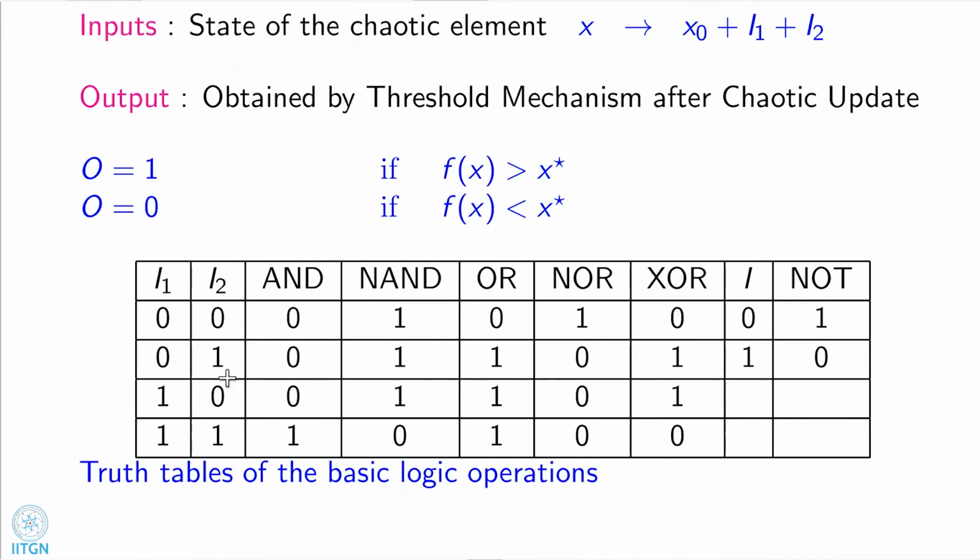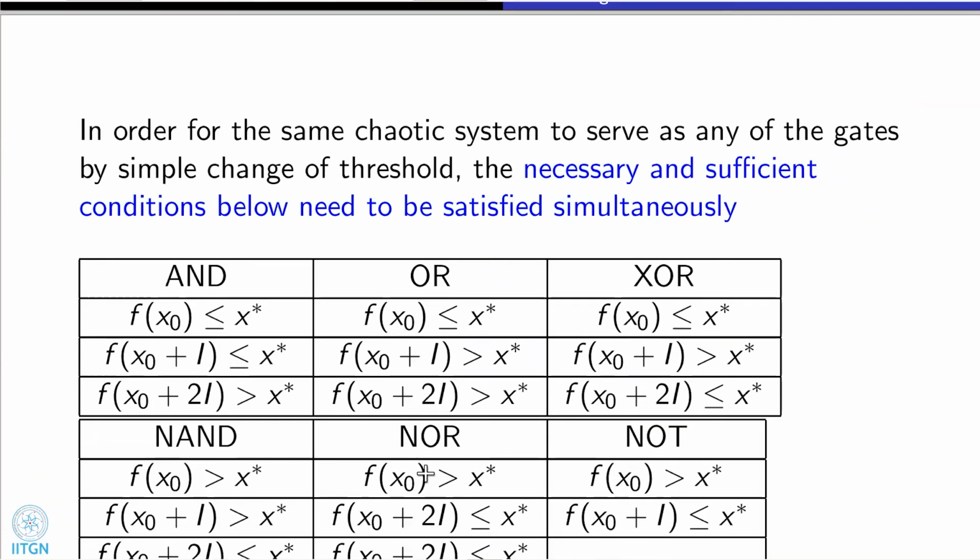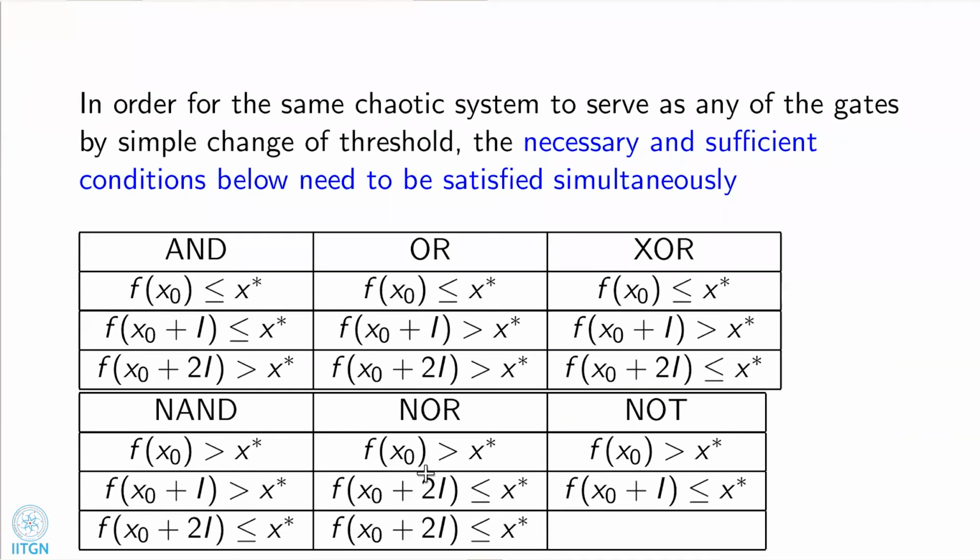Okay, so here I've put some of the basic logic gates, AND, NAND, OR, NOR, XOR, NOT, etc. So if I put these I1, I2, my system should respond in a way such that the output should always be 1 or 0, depending on this truth table. Now, how do I see that it can do that? I can do that simply by seeking solutions.